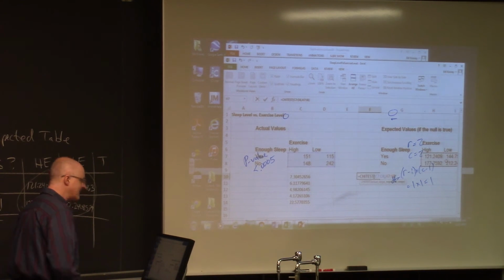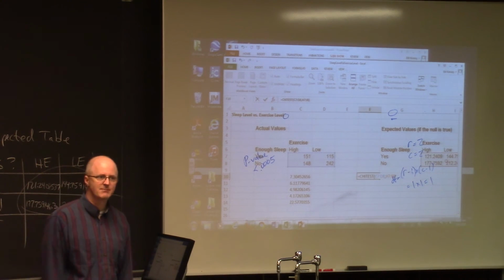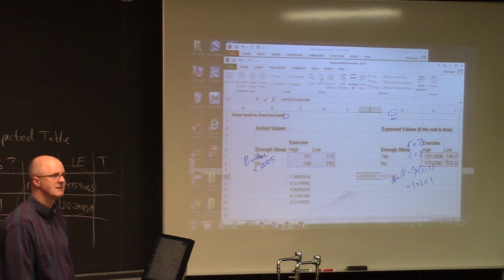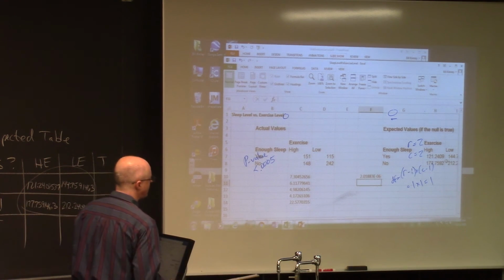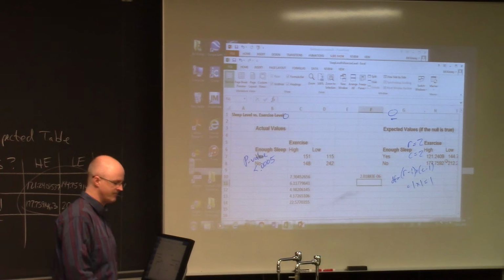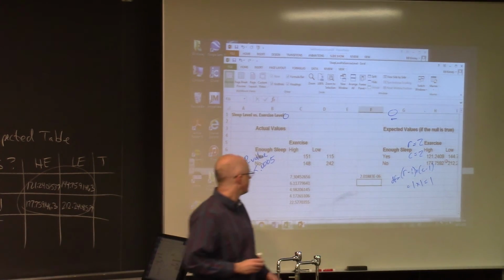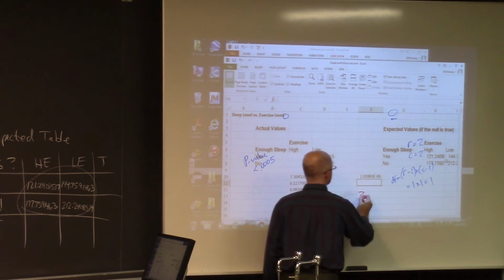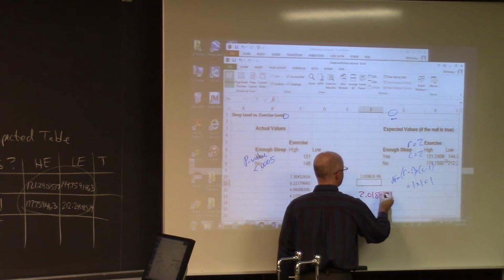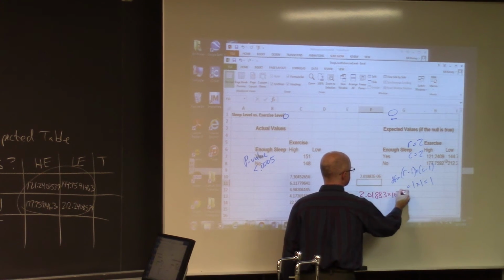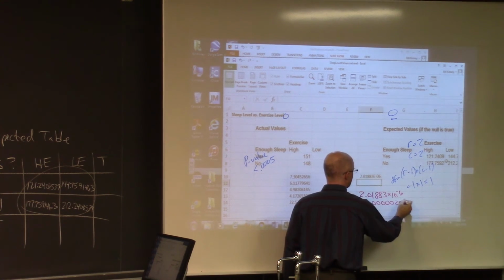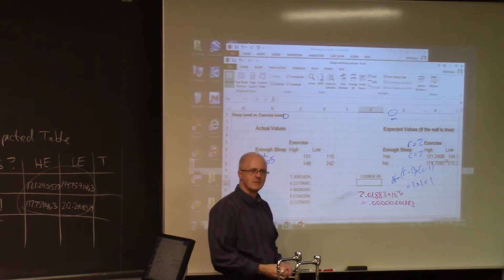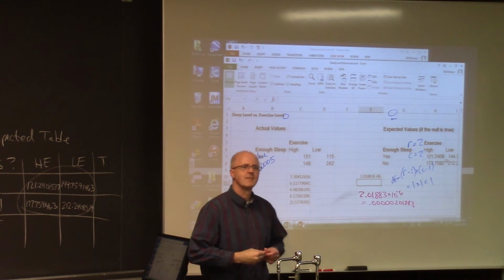We will get a p-value for this test. It's going to be very small. I'm sure it'll be in scientific notation. 2.01883, e negative 6. That means 2.01883 times 10 to the negative 6, which means 0.00000201883. Very small p-value. Definitely reject the null.